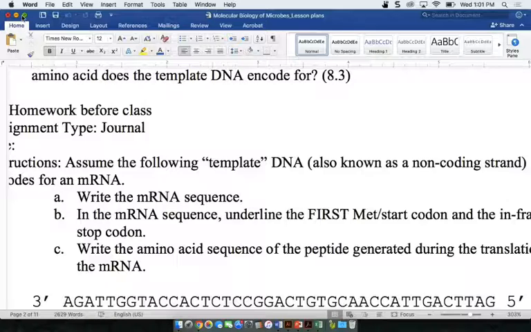Go. What's the 3 letters for stop codon? There's 3 of them. UAA, UGA, or UAG. So, University of Alaska, Anchorage, UAA. University of Georgia. And there's some university in South America that has UAG as its acronym. I think it's like Guadalajara or something.